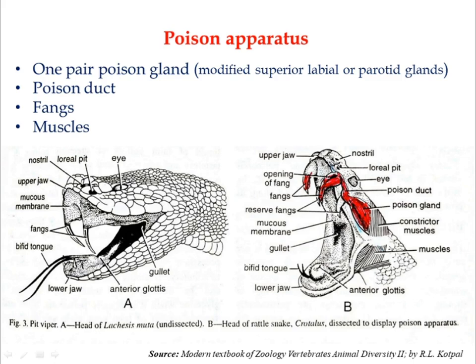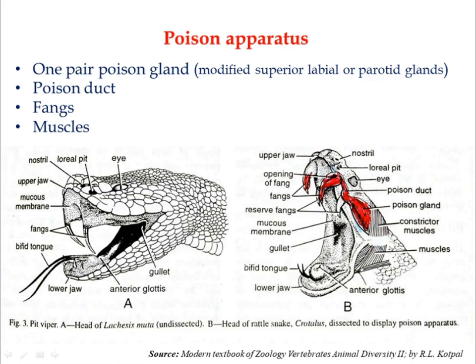And the third structure associated with poison apparatus is fangs. Here you can see in the diagram. So paired fangs are present in venomous snakes. These are nothing but specialized teeth to inject the venom into the prey's body. So they serve as hypodermic needle. In snakes, if the fangs are lost or damaged from any region, there are reserve fangs located inside the mouth just behind the fangs. So they are replaced by the reserve fangs.